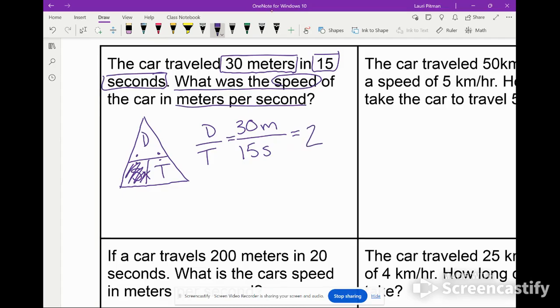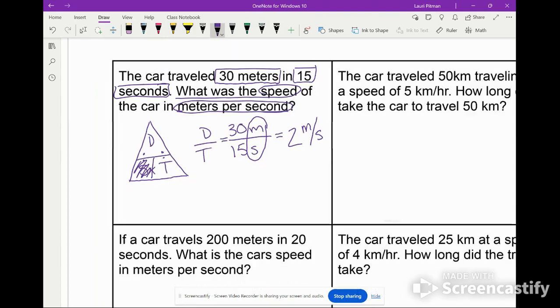Now, it does tell me in my problem that my speed needs to be in meters per second, which makes sense because that's already here. Notice we have m over s. So that's what we're going to keep for our speed, 2 meters per second. Okay, let's look at the next one.